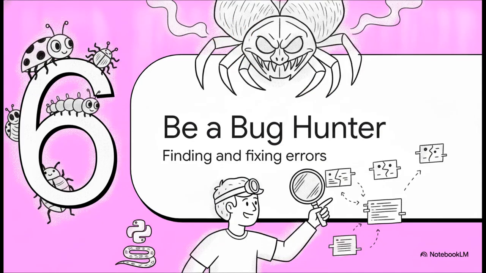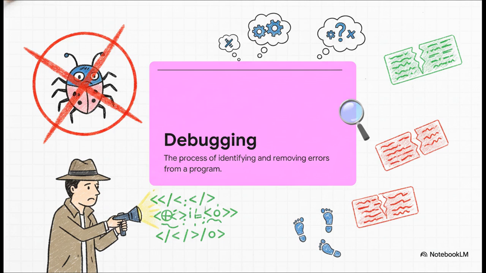Section 6. Be a bug hunter. Okay, take a deep breath. We have officially reached the final boss battle of today's explainer. And I'm going to let you in on a little secret that even professional coders know. Everybody makes mistakes. Literally everyone. When your code doesn't run or it throws some giant red error message at you, it does not mean you're bad at coding. It just means your code has a bug.